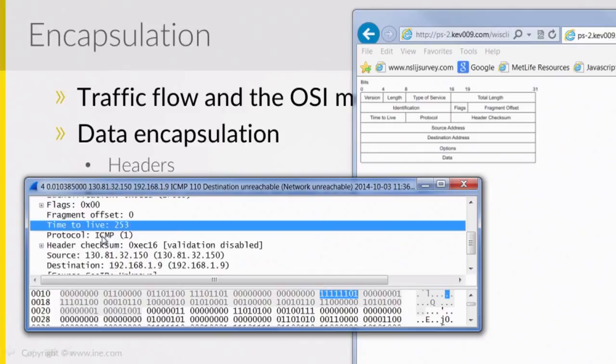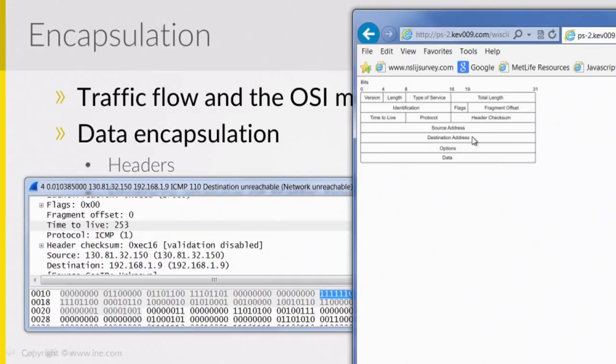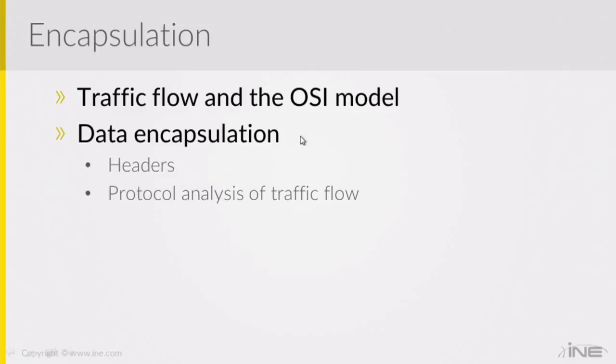Is it fragmented or not? Time to live, this is very relevant. So for example, if it was set at 1 or 0, it's not going to be able to make another router hop. It's pretty much expired. All these same concepts map to this here, the actual header itself, and why it's so important to understand that when using Wireshark.